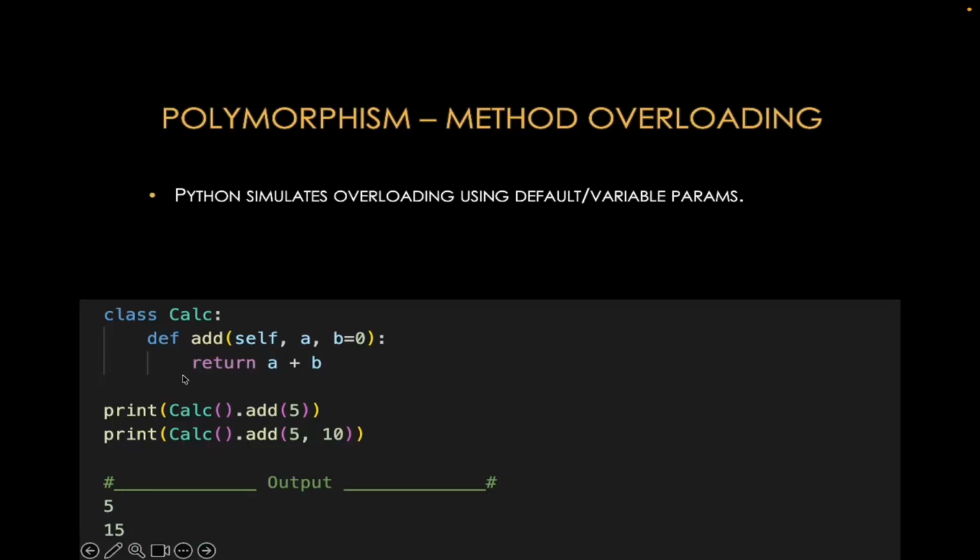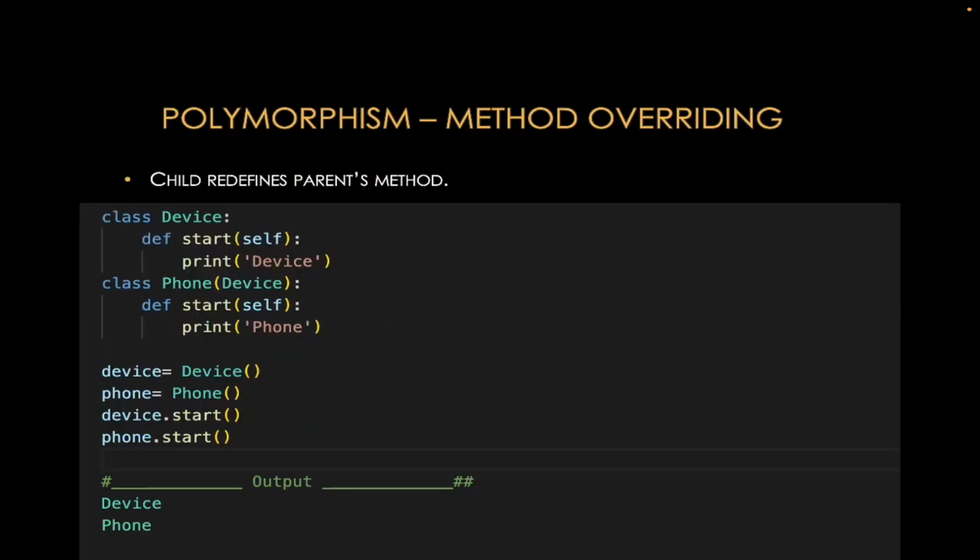You can see in the calculator class, there is a method add, which accepts two parameters A and B. And we have set the value of B as 0. So now, since B is a default variable, we can invoke the add method with one parameter or with two parameters. So the add method has two forms now. This is called method overloading.